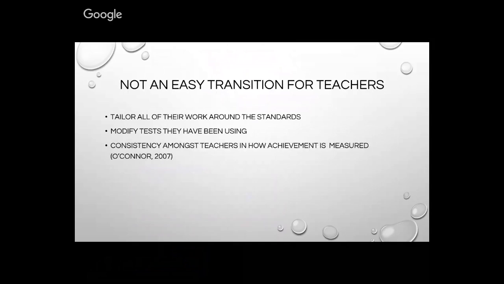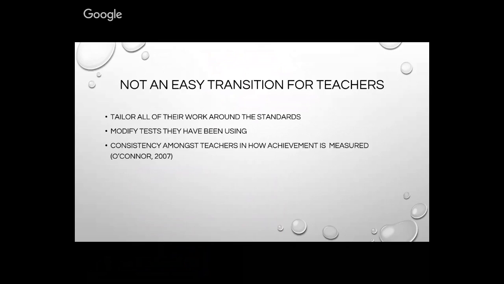Now, when changing from traditional grading to standards-based grading, all of the work was going to fall on the teachers. It's going to be tough on them. It will take some time. The reason why is they're going to have to change the way they've done things. Some of them have done things traditionally for years.